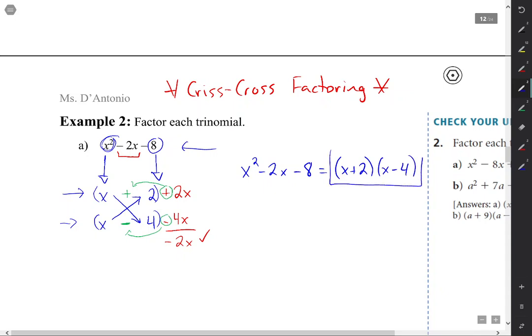And that is your final answer. We fully factored that trinomial. Now, I understand that this is a lot of steps and that was probably a little bit confusing, but I promise the more you do it, it'll become second nature for you. And like I said in class, the beautiful thing about factoring is you can check your answers. So we're going to do that.